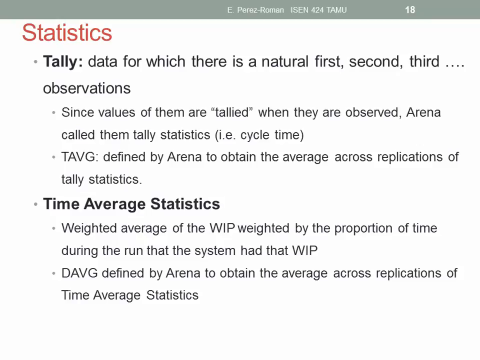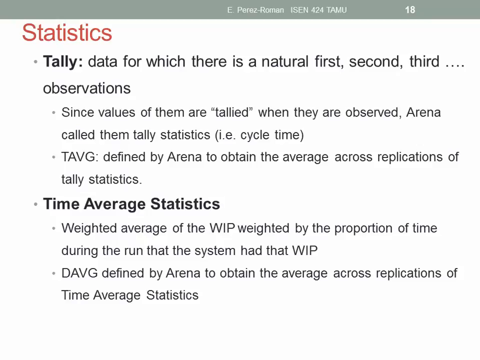Okay? And we have a different way to compute statistics for those types of measurements. Those are what we call time average statistics. And those are a weighted average of the width, weighted by the proportion of time of the run that the system has that particular width. Okay, so we're going to be tracking this measurement by also taking into consideration the time frame for the simulation model. And for those types of statistics, we're going to use a different variable. This is called the DAVG, to obtain the average across applications of time average statistics.